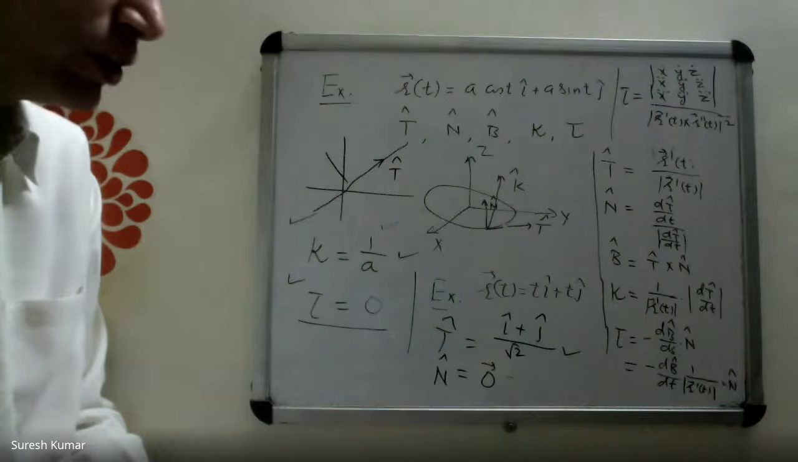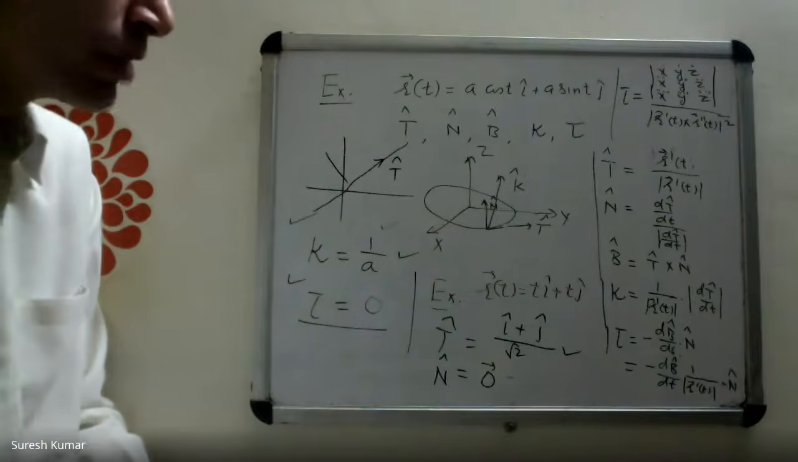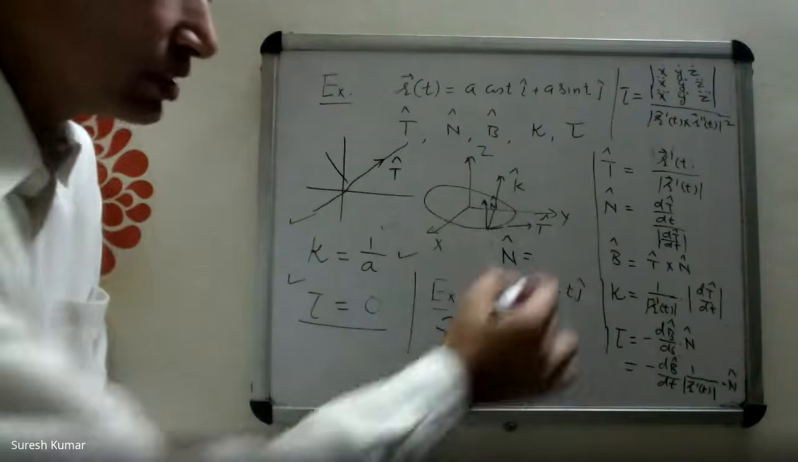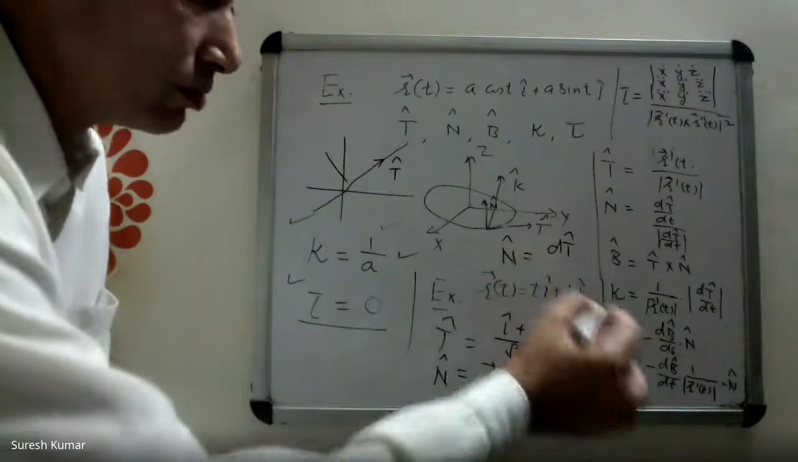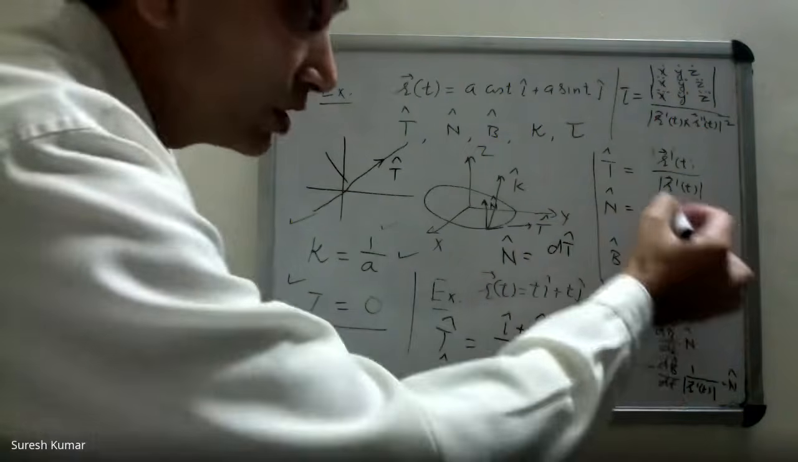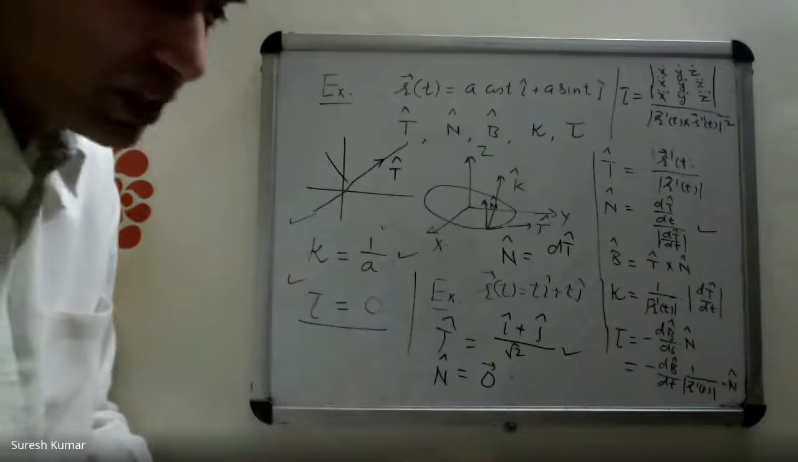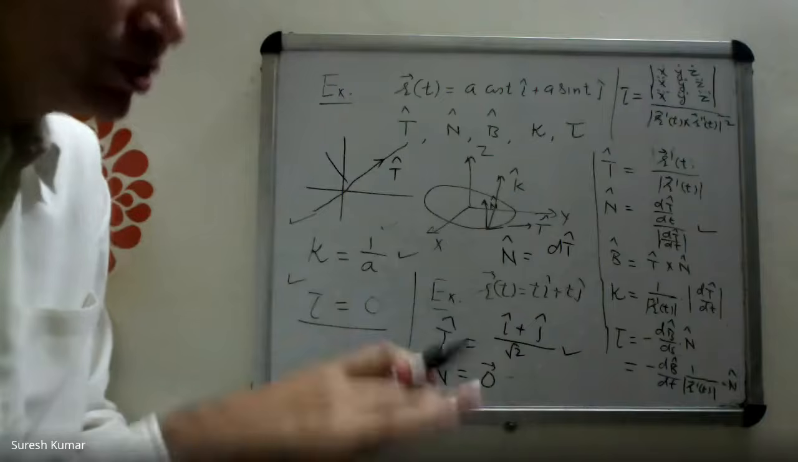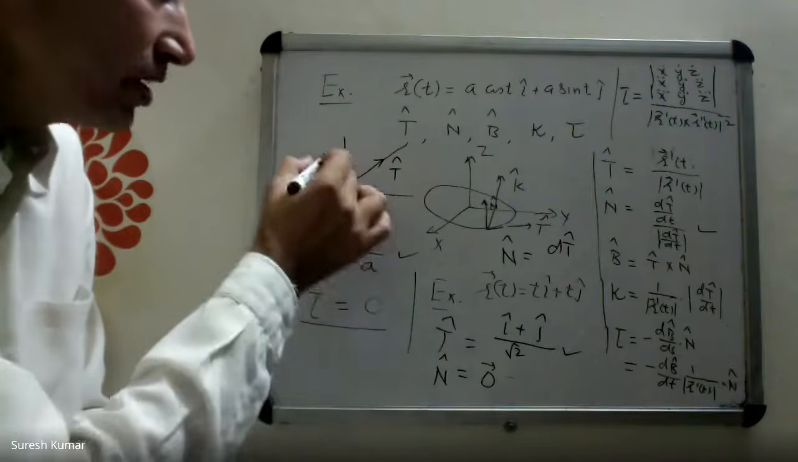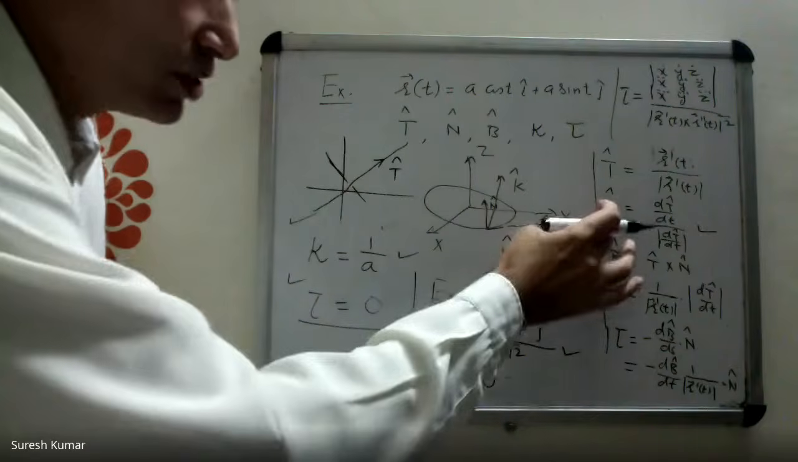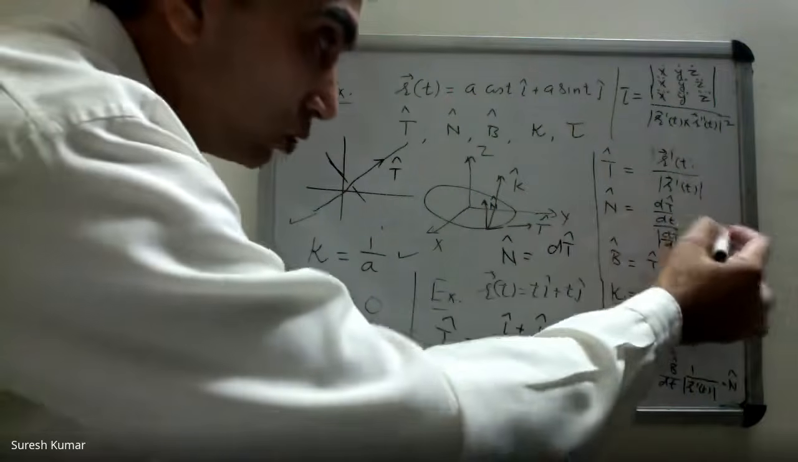Now recall that point I told you. N cap is a special unit vector that you get through the derivative of T cap. That's why it is given a special name, principal unit normal. There can be many normals. I'm not concerned about those. I'm concerned about the particular normal which is obtained using the derivative of T cap.